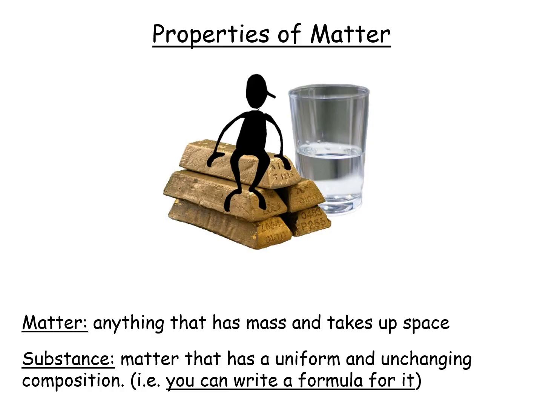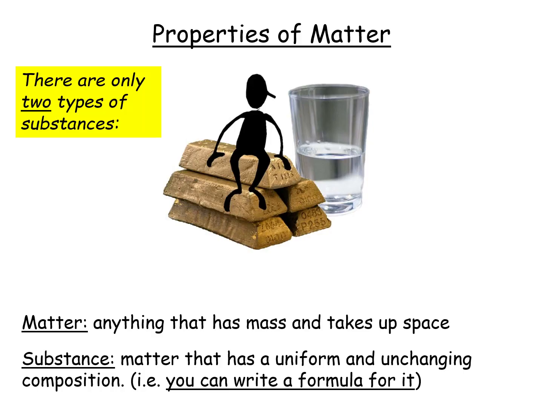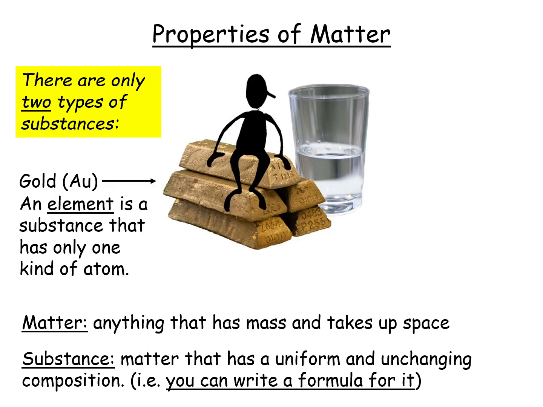So there are two types of substances. The first one, gold, would be an example. So this is an example of an element. An element is a substance that only has one kind of atom. So if you have a formula, you know it's a substance, and if you see one capital letter in its formula, that means it's an element.